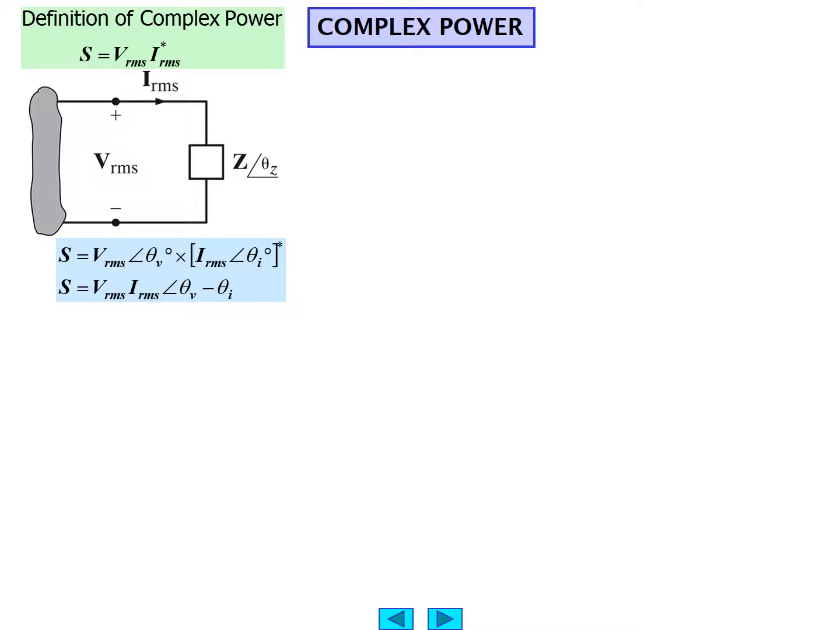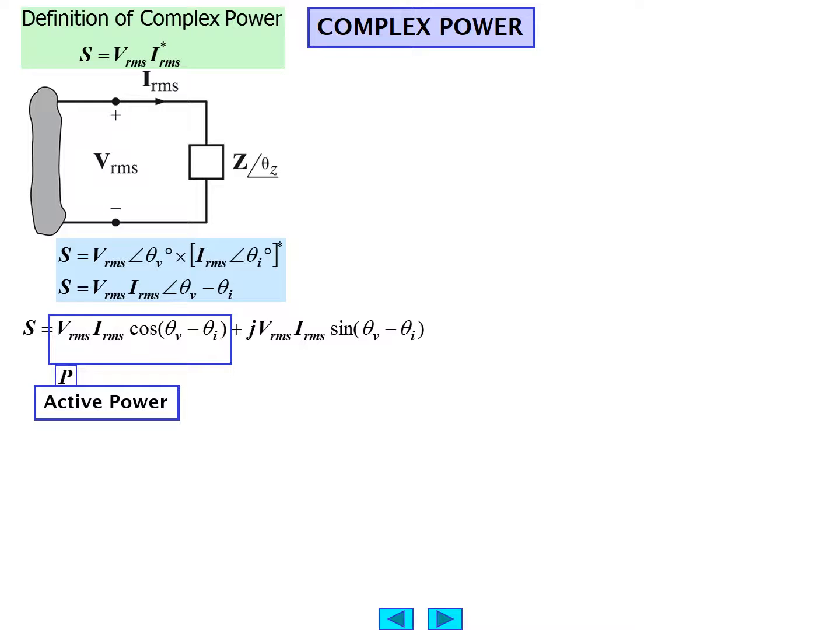Our new definition for complex power would be VRMS angle theta V times IRMS angle theta I, but in its complex conjugate form. Therefore, S complex power is VRMS the magnitude times IRMS the magnitude at an angle of theta V minus theta I. That's what the complex conjugate would indicate. Or S is equal to VRMS IRMS cosine of theta V minus theta I plus j VRMS IRMS sine of theta V minus theta I in rectangular form.